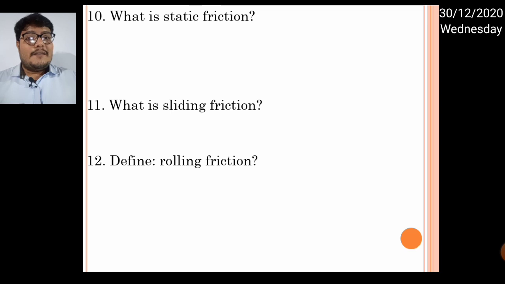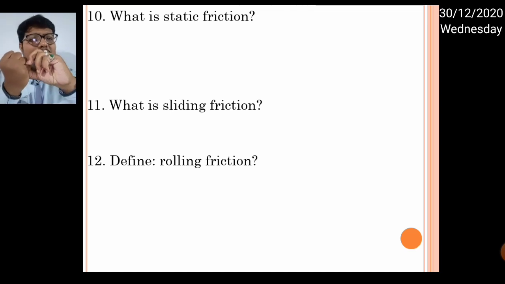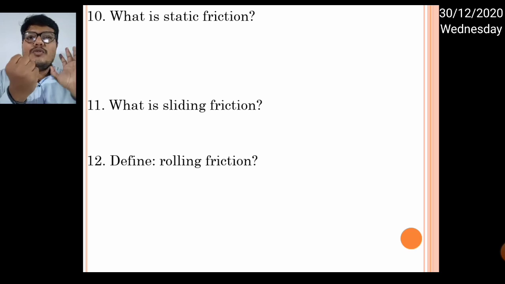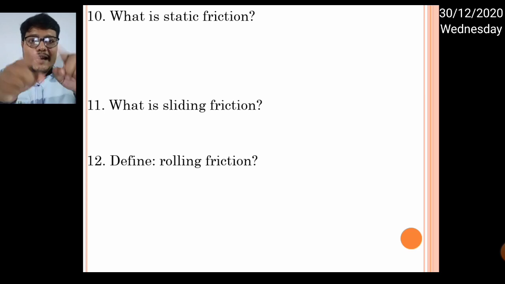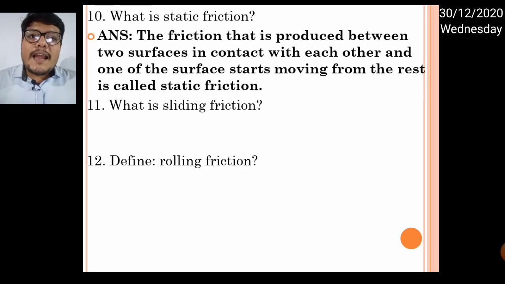What is static friction? Static friction means the force which is required to just start the motion of the object. The force which is required to just start the motion of the object, and the friction which is holding that object, not letting it move, both become equal and your object starts moving. So that is your static friction, right? But how will we write it? See here, the friction that is produced between two surfaces in contact with each other, when one of the surfaces starts moving from rest, is called static friction.